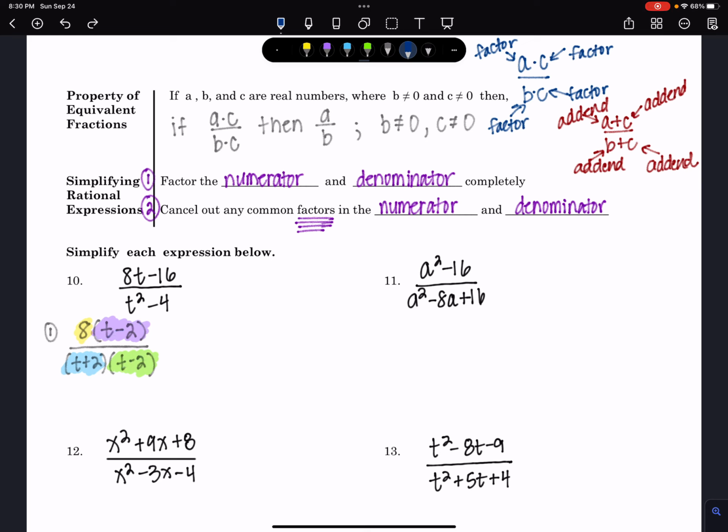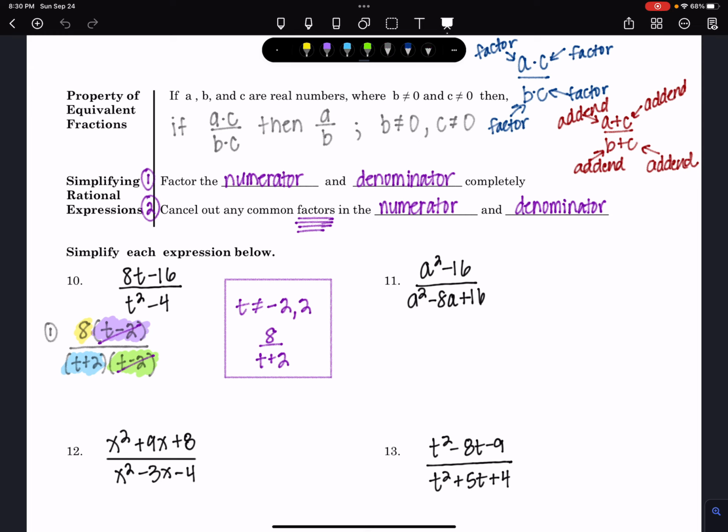Now before I do that, I'm going to need to say that t cannot equal negative 2 or positive 2. Now when they cancel out, I'm going to have 8 over t plus 2. And that's going to work as long as t is not equal to negative 2 or positive 2.